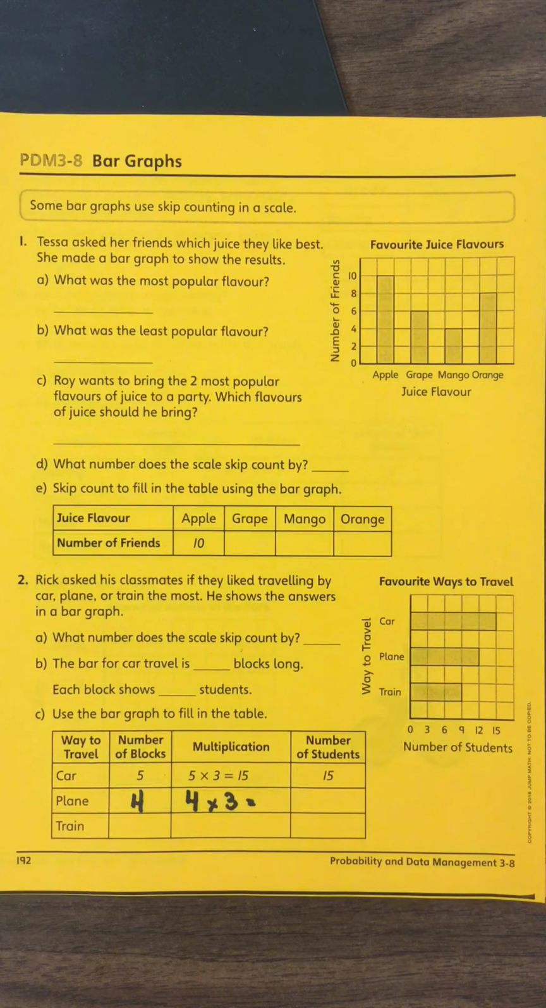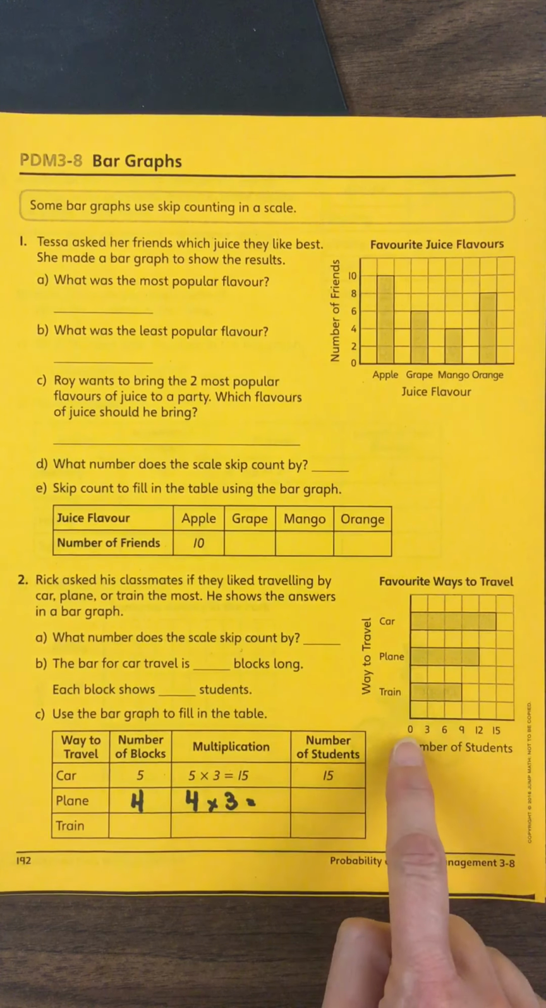What else do you notice is similar about these bar graphs? What do all bar graphs have? Did you say that they both have a title? Because they do. You have to put a title on your bar graph so that people understand what your data is all about. Okay, what else do these bar graphs have? Do you notice that they both have a scale?